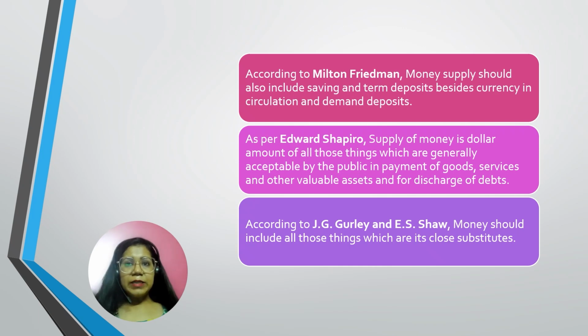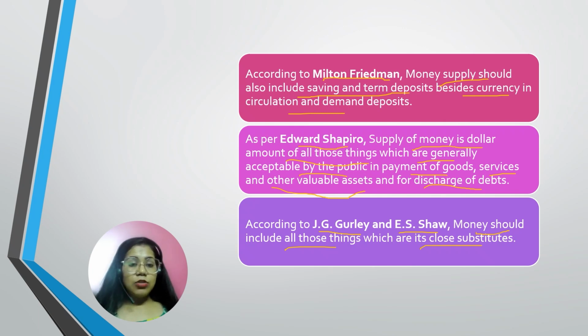Now, according to Milton Friedman, money supply should also include saving and term deposits beside currency in the circulation and demand deposits. Now, as per the economist Edward Shapiro, supply of money is dollar amount of all those things which are generally acceptable by the public in payments of goods, services, and other valuable assets and for discharge of debts. What are debts? Debts are loans. Now, according to economists J. G. Gurley and E. S. Shaw, money should include all those things which are its close substitutes.